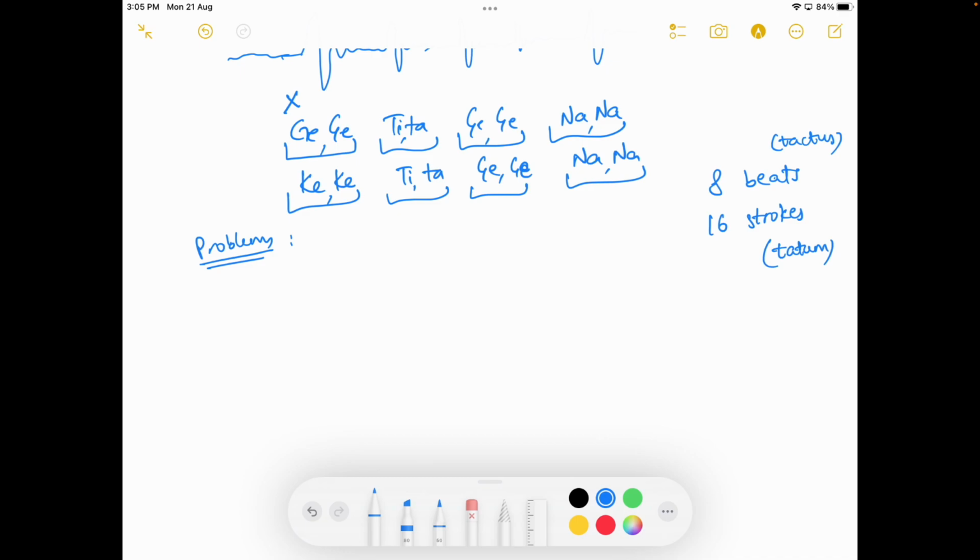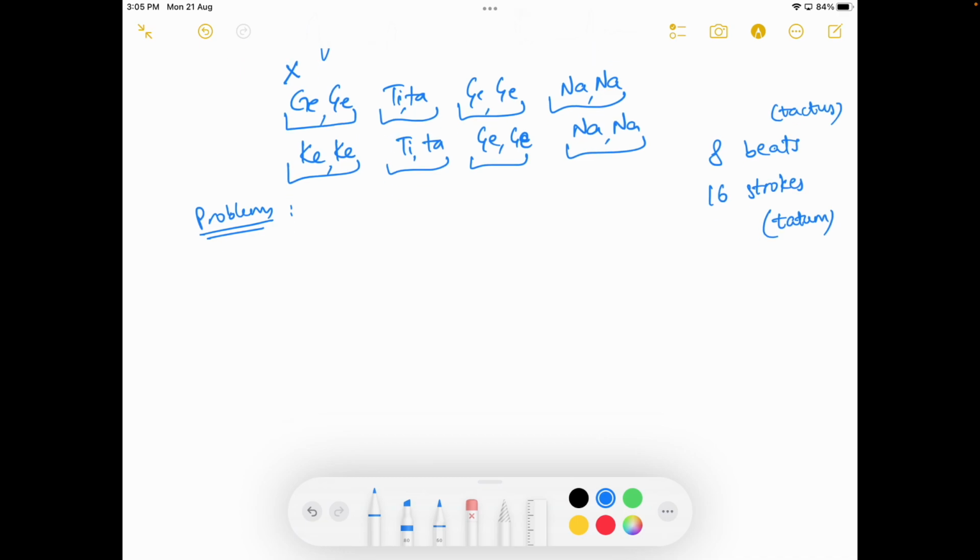And these speeds are measured in units of beats per minute. How many beats do we have per minute? The number of strokes can vary. I can say dha, dhin, dhin, na, or dha, dha, dhin, dhin, dhin, na. The number of strokes can vary, but the number of beats remains similar, it's a constant.